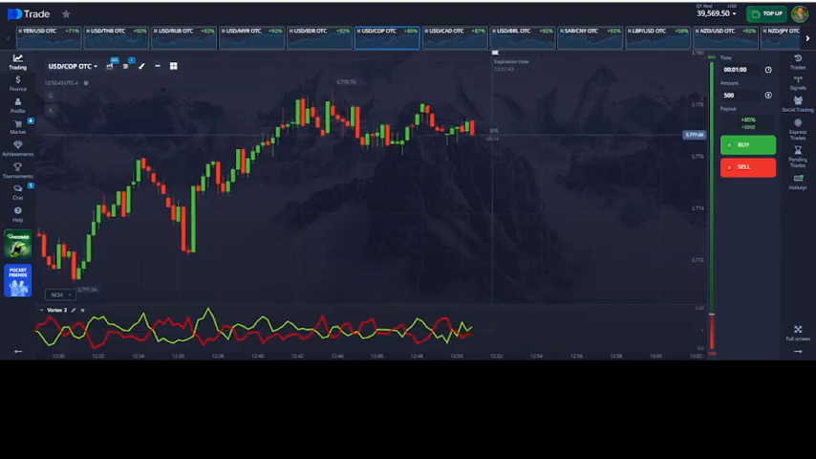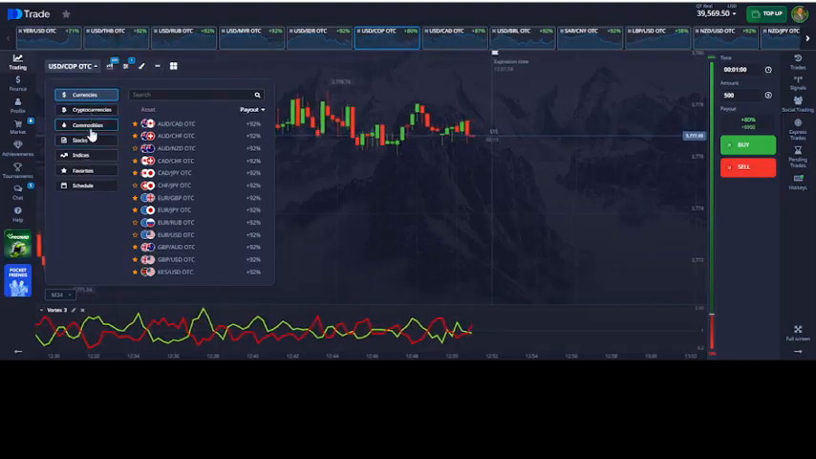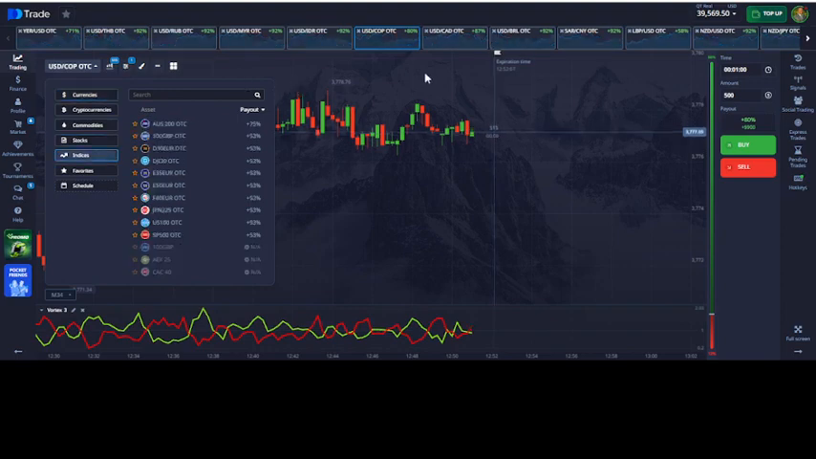So today I'm on the Pocket Option platform, and I'm going to be trading currency OTCs here. If we click on our assets icon to the left, Pocket Option has various assets available to trade. They have currencies, cryptocurrencies, commodities, stocks, and indices. I'm going to be focusing on OTC currency pairs.